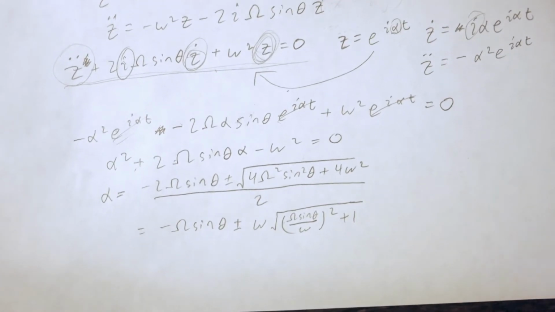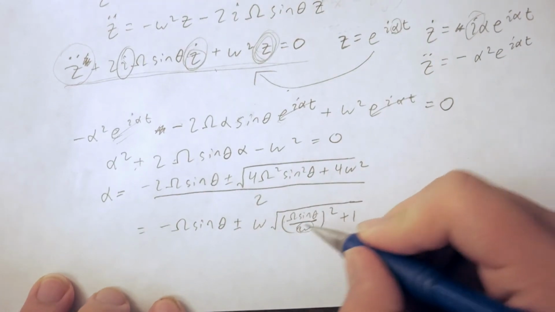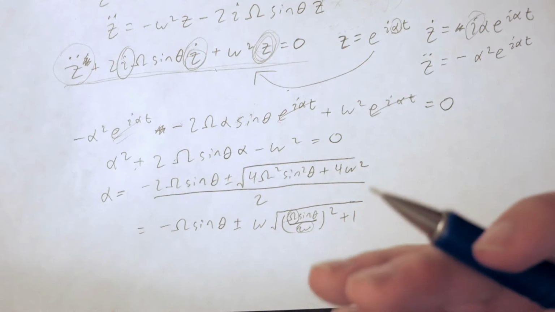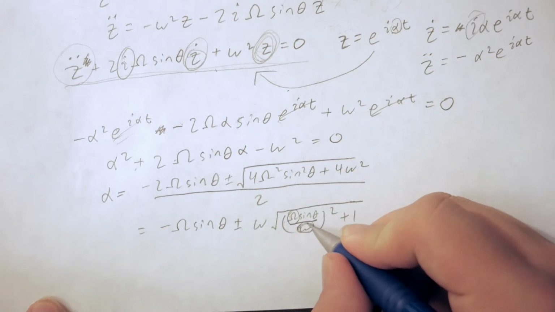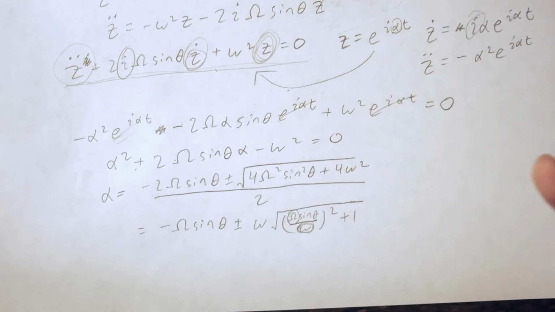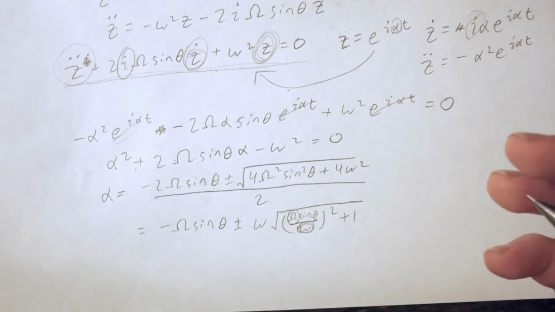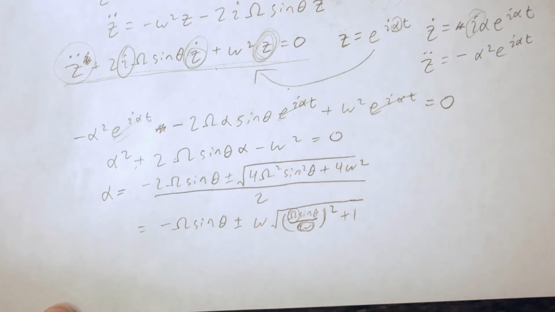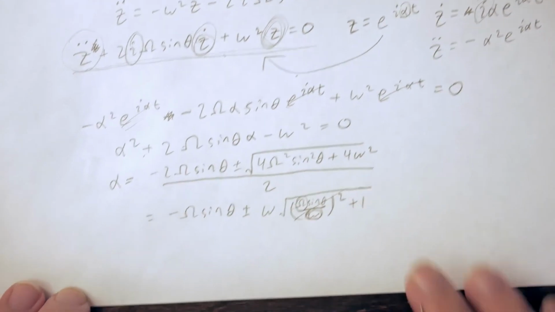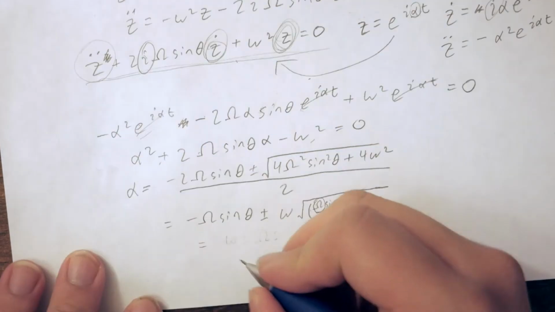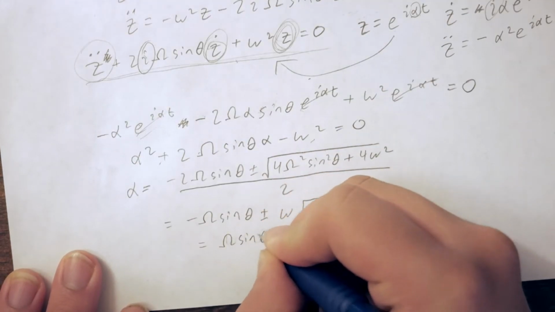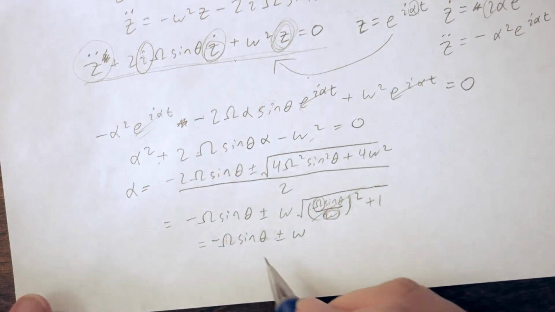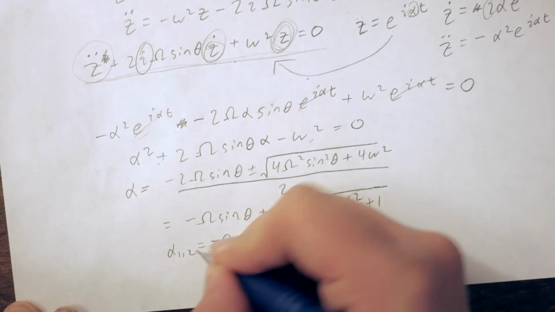Now we're going to see that small omega is much greater than big omega. Big omega is the rotation of the Earth, and that's really slow, while small omega is the frequency of the pendulum, which is probably a lot faster than a day. And also it's squared. So to the first order, we can get rid of this term, and we can approximate this as... so we actually have two solutions for alpha. We'll call them alpha 1 and alpha 2.